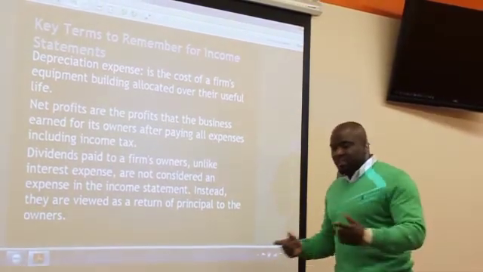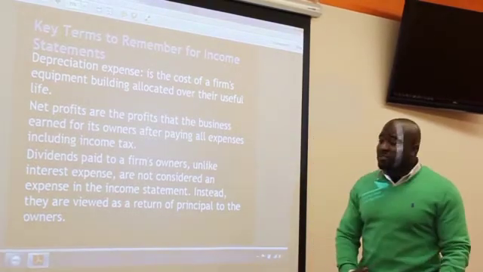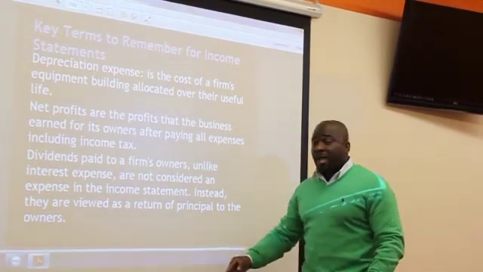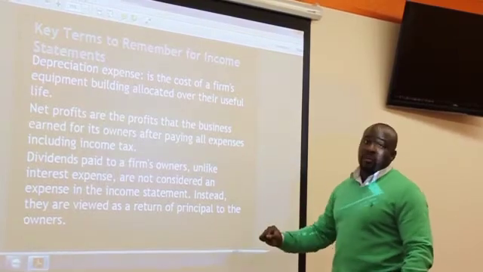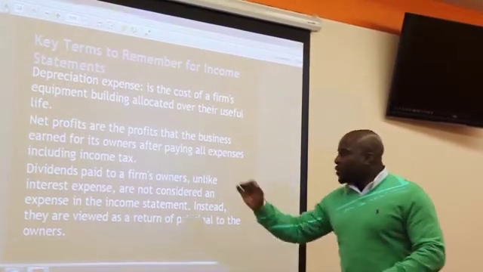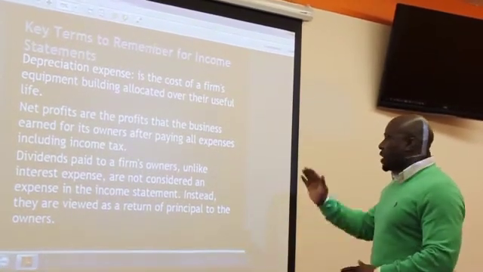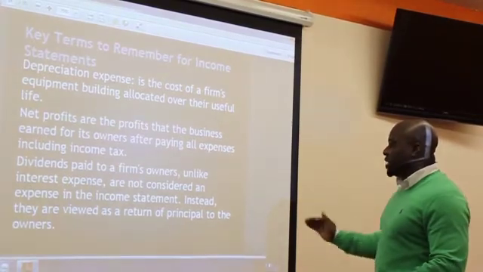So this is important for when you get ready to maybe acquire a business or invest in a business. You want to look at the bottom line. The bottom line is the net profit. That's what you want to look at on those income statements. Now, we're going to move on to dividends paid to a firm's owner, which, unlike interest expense, are not considered an expense in the income statement.